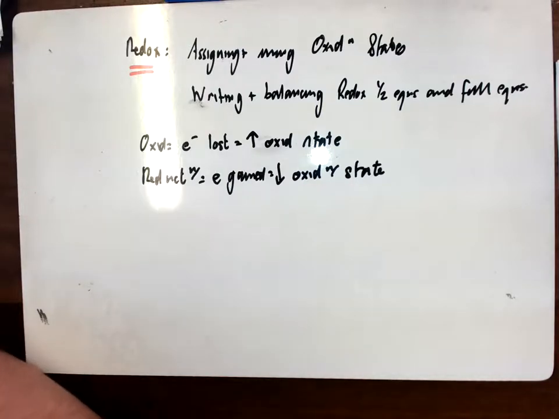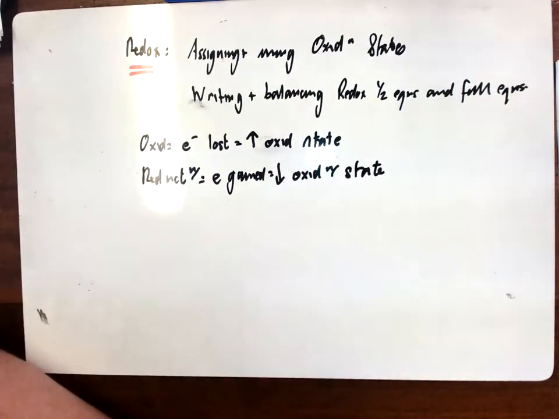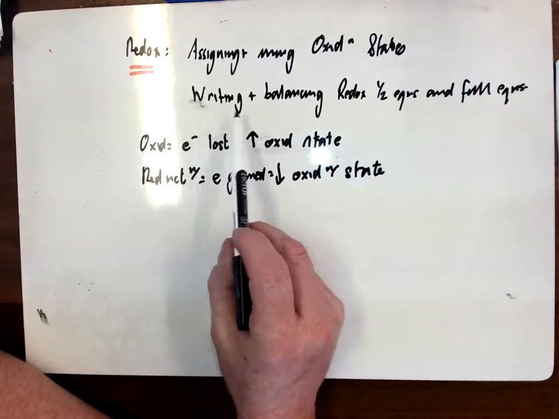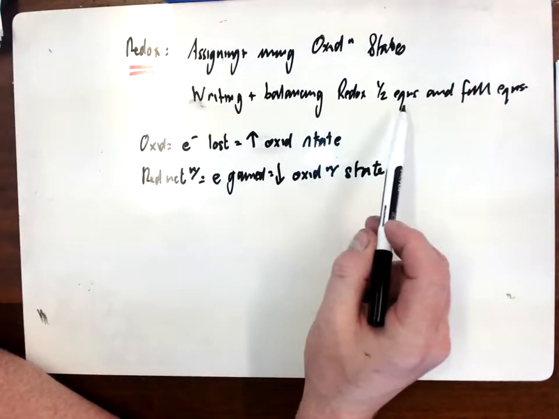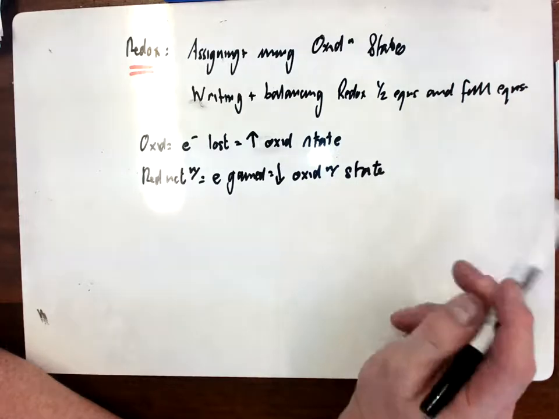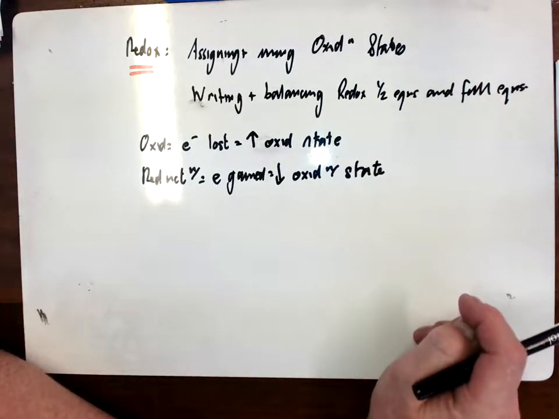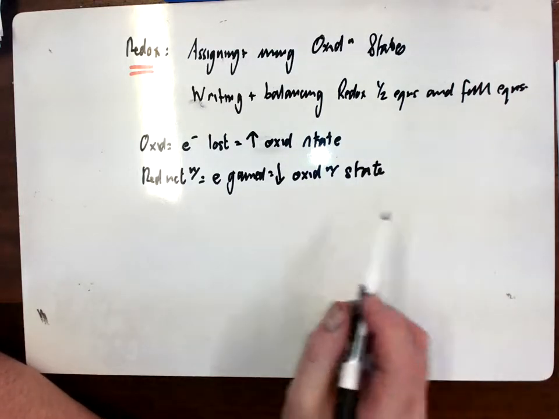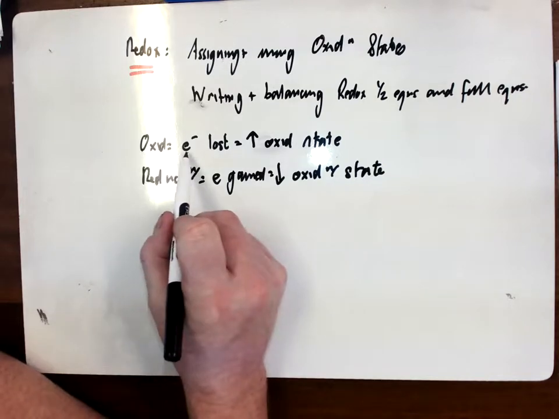Okay, so we're going to have a look at AS and A2 redox chemistry, and this is really just confined to assigning and using oxidation numbers or states, and then writing balanced redox half equations and then turning those into full redox equations.